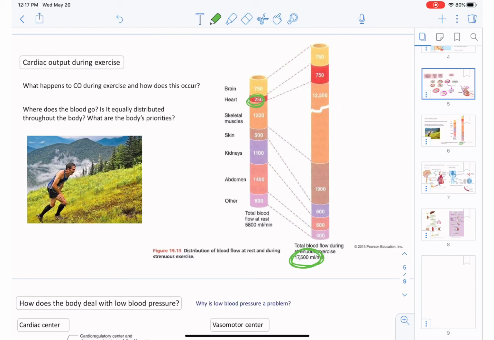Well, what about the heart? The amount of blood that's going to the heart triples. And why is that the case? Well, heart rate goes up, those cardiac cells are working harder, and so they need more oxygen, they need more glucose, we need to take away more CO2. And so there's about 3 times as much blood that is pumped into the coronary circulation.